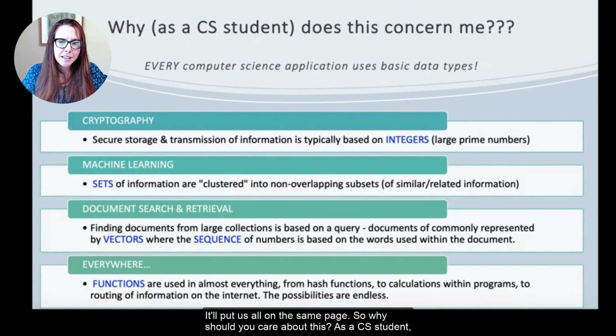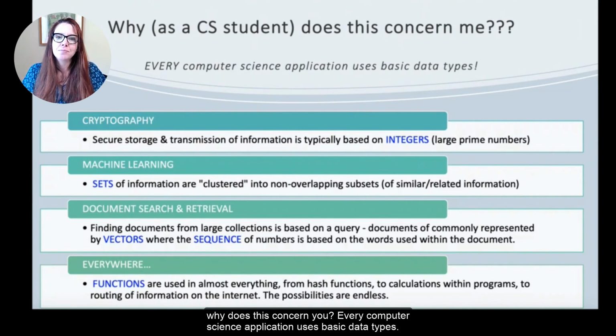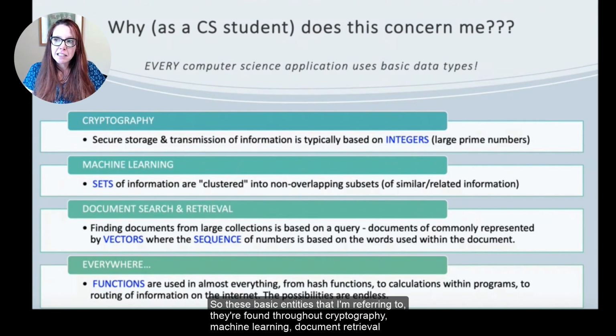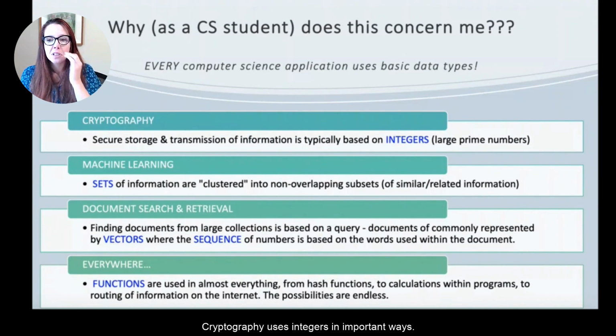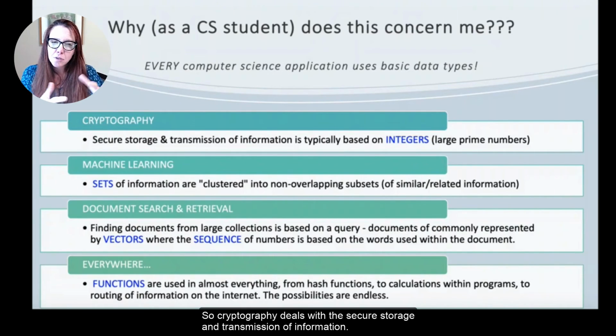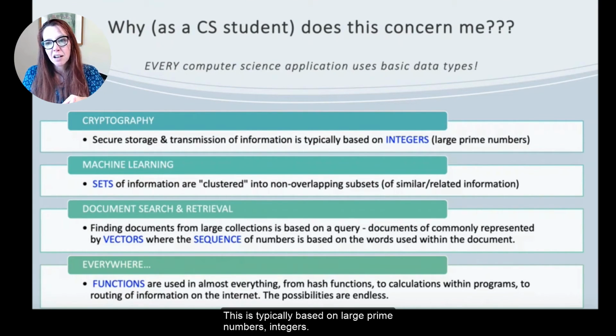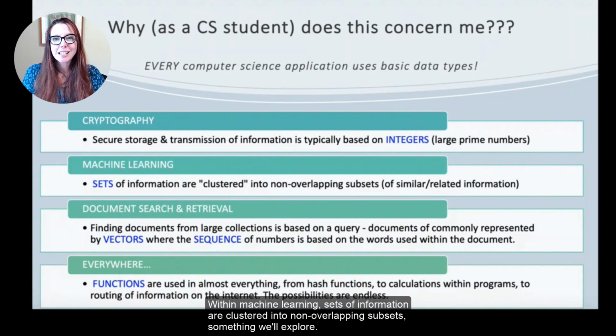So why should you care about this? As a CS student, why does this concern you? Every computer science application uses basic data types. So these basic entities that I'm referring to, they're found throughout cryptography, machine learning, document retrieval, everywhere. Cryptography uses integers in important ways. Cryptography deals with the secure storage and transmission of information. This is typically based on large prime numbers, integers. Within machine learning, sets of information are clustered into non-overlapping subsets, something we'll explore.